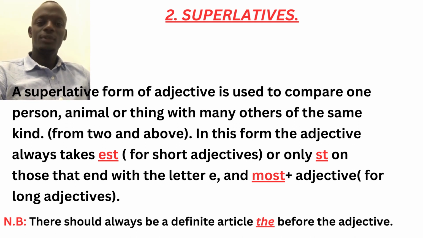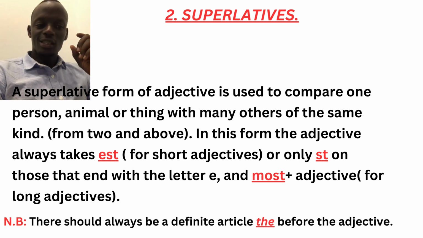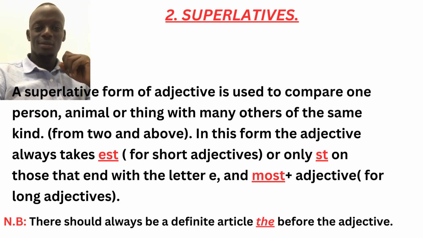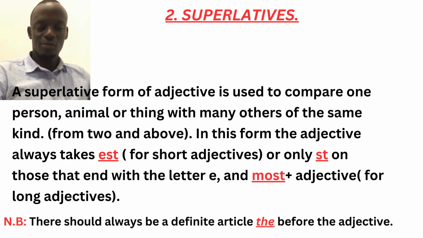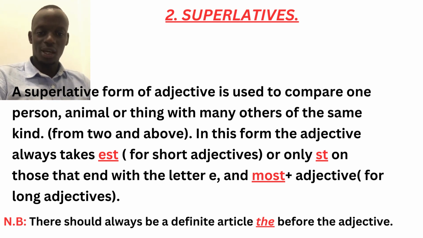Okay? And remember, before we form the superlative, like most plus adjective or adjective plus est, there should be a definite article the before the adjective. It should be there. This is a must because we are now identifying one thing among others. So it means this is a definite thing. This is why we use this article the. Okay? Let's see more on this now.